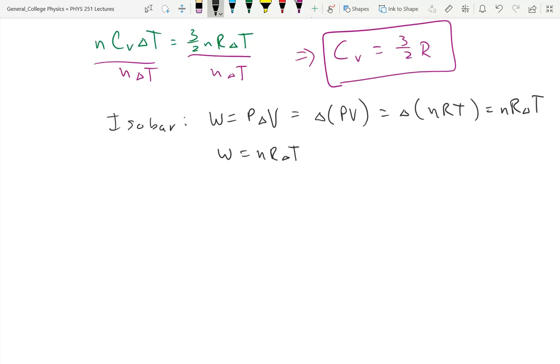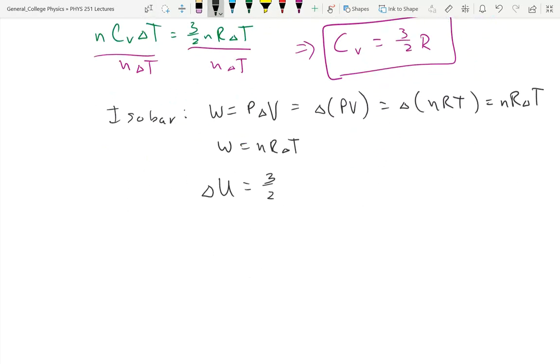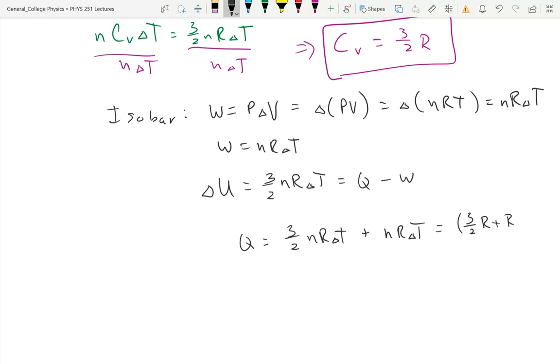Again, using the first law of thermodynamics, delta U is equal to, I'm just going to stay for monatomic ideal gas here, 3/2 nR delta T, which is equal to Q minus W. So Q is equal to 3/2 nR delta T plus my W, and the W I worked out was nR delta T. So the heat is equal to 3/2 R plus R. Of course, 3/2 plus 1 is 5/2.